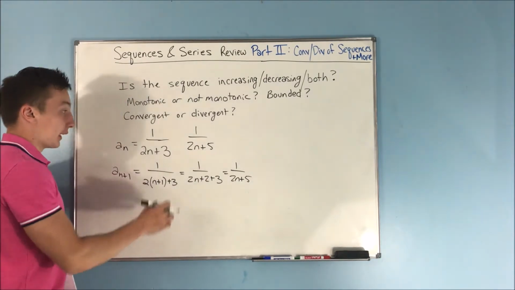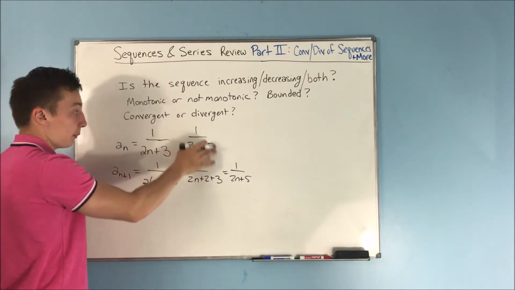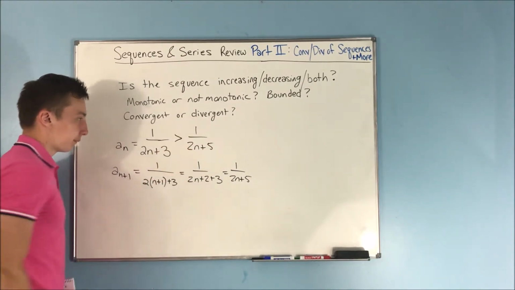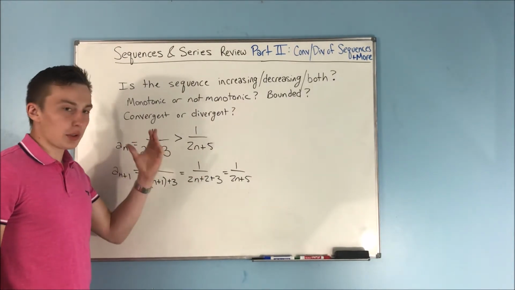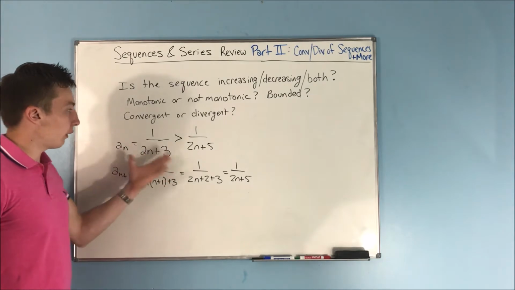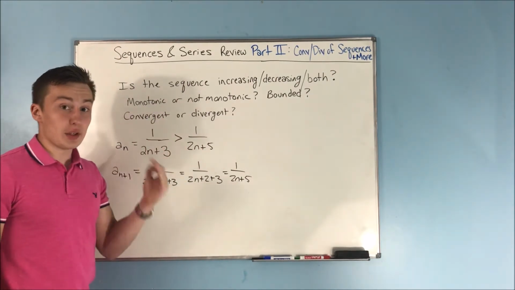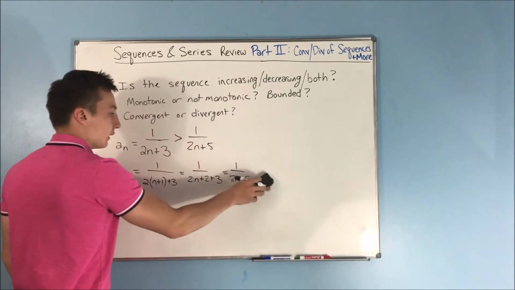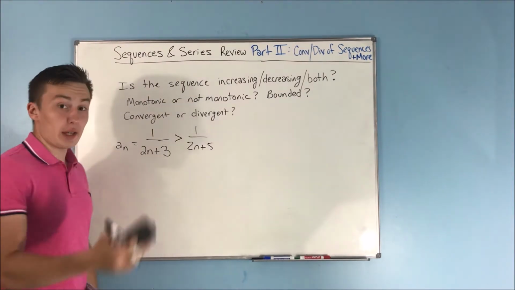Well, since the denominator is larger, that means that this is going to be smaller than this. So we can write this. Now you may be wondering, what does this mean? Well, this means that our sequence is decreasing, but you may also be wondering, how do we know that it's decreasing for all n?